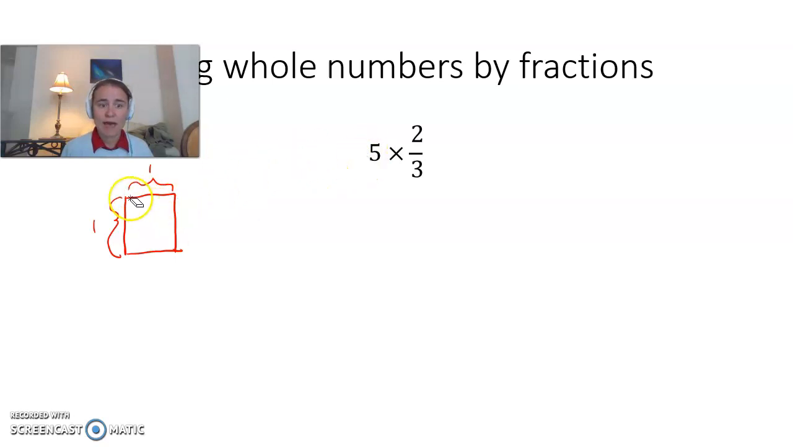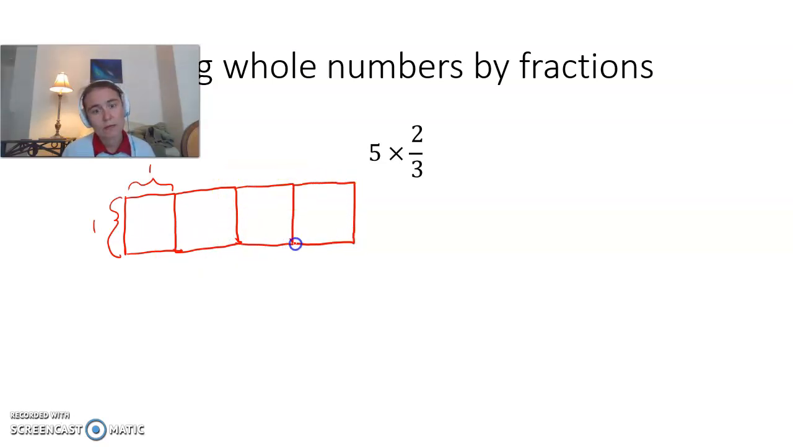To represent 5 as this side, right now I only have 1. So how many more of these squares would I need to represent 5? Yeah, I would need 4 more squares. So I'm going to draw 1, 2, 3, 4 more squares. Okay, so now this side doesn't represent 1. This side represents 5.